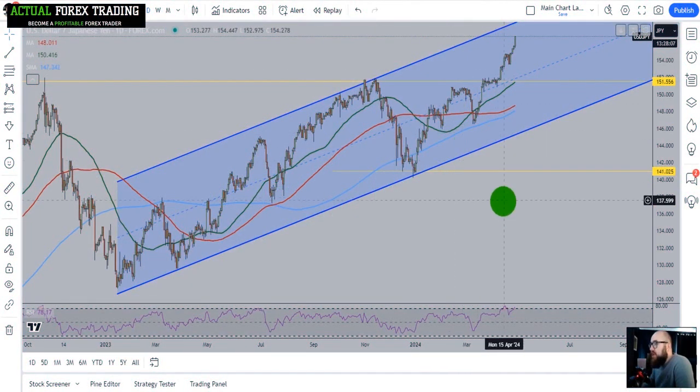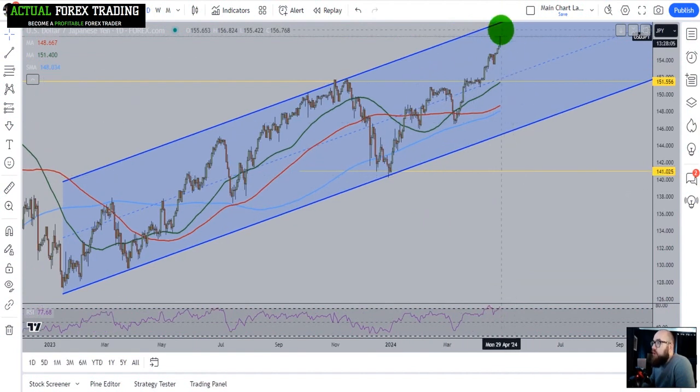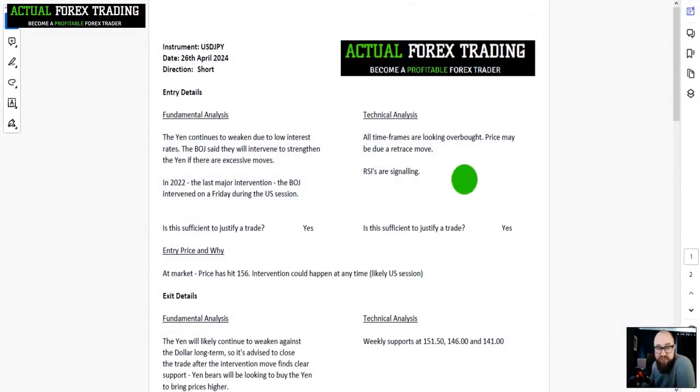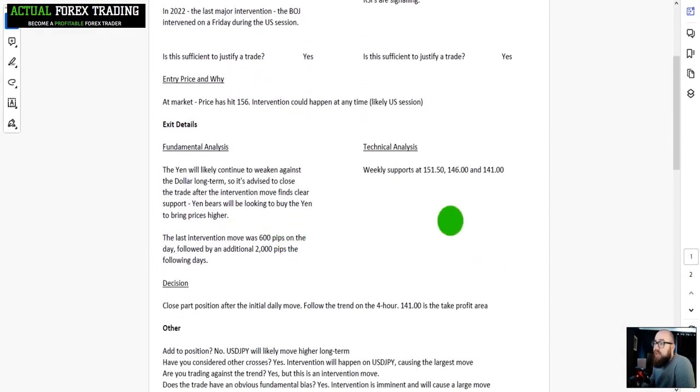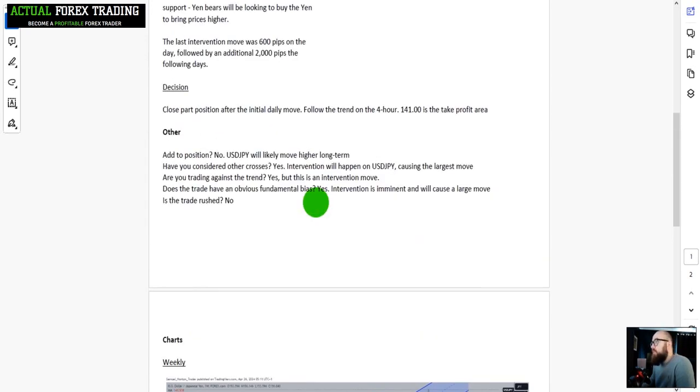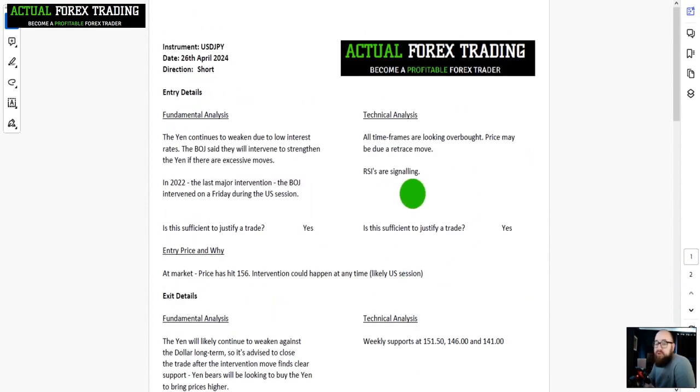It's a short position. I will go through with you why I want to short US dollar yen, and to help me do that, I've created this very official looking PDF document that explains in detail my entry reasons for the trade, why I will close the trade down, and some other important information too. Why have I created this document?